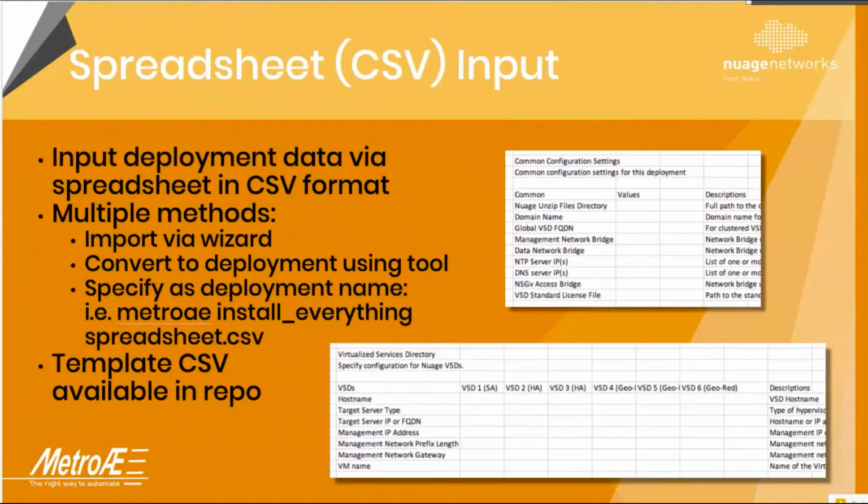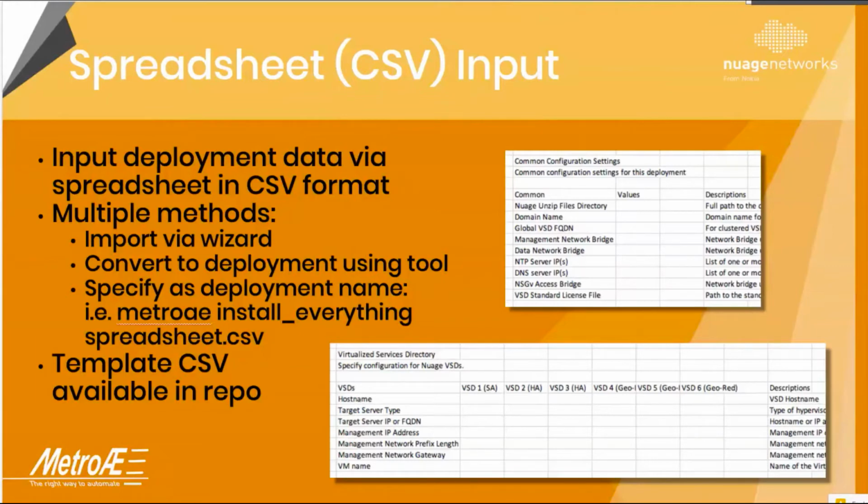So this is another new feature of 3.4, and this is that MetroAE now supports the input of our deployment data through spreadsheets in CSV format. There are multiple ways of importing these spreadsheets into MetroAE. It can be imported via the wizard. There's a deployment tool to perform a conversion from the spreadsheet into our standard YAML format.